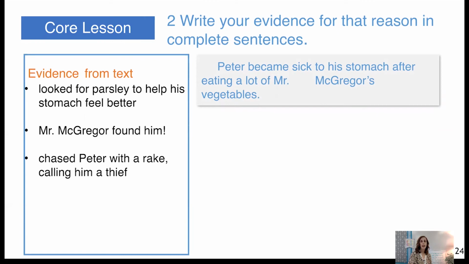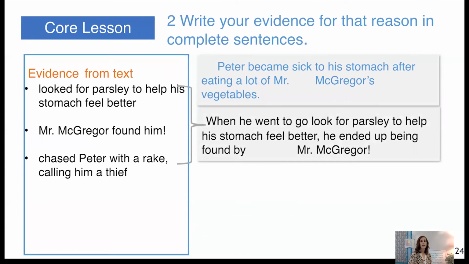I need to think how I should organize my ideas in my paragraph. I need to summarize the text, examples in my own words, and write them in complete sentences. I think I will combine my first 2 bullet points and then write my last point in a sentence. Let me try this. When he went to go look for parsley to help his stomach feel better, he ended up being found by Mr. McGregor. Okay, that sounds good.